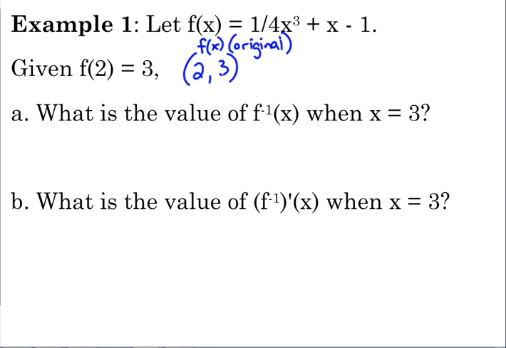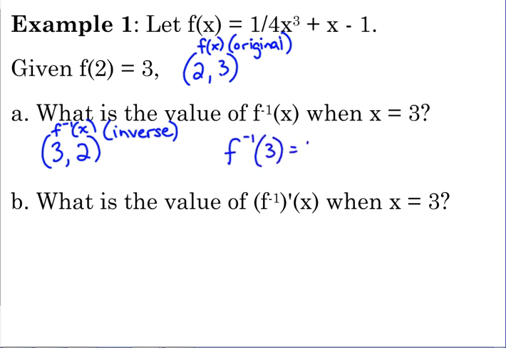So the first part says, what is the value of f inverse of x, the inverse function, when x equals 3? Well, remember what inverse functions mean. If we have the point 2,3 on the original function, then we have the point 3,2 on the inverse. So f inverse of 3 is equal to 2.